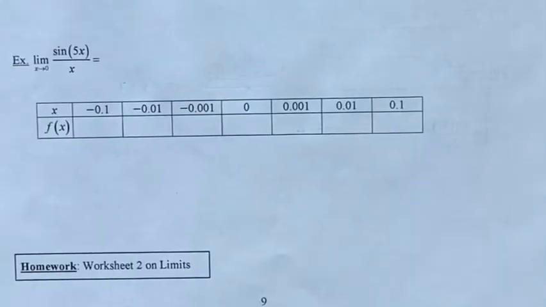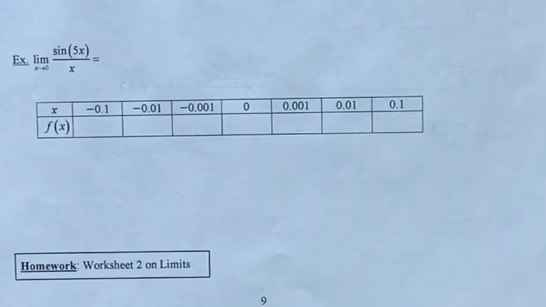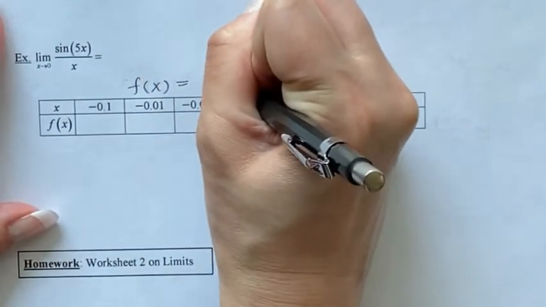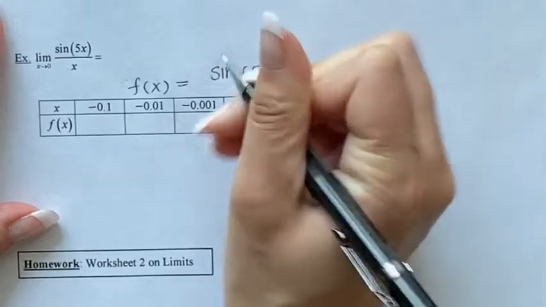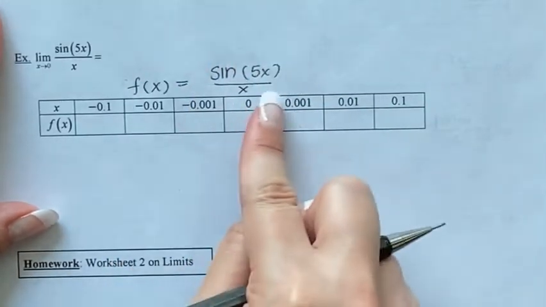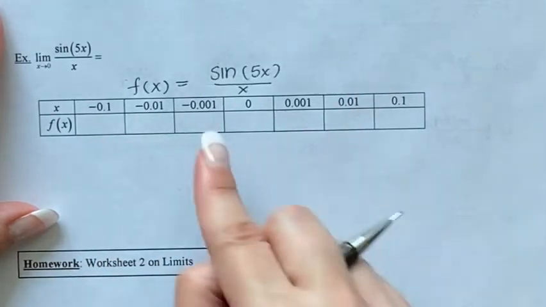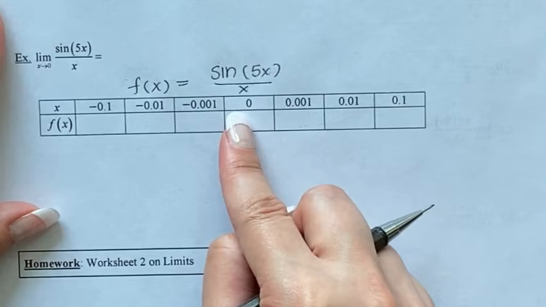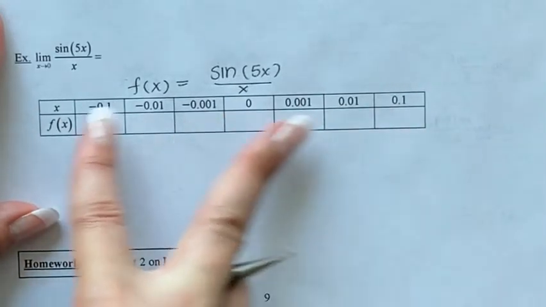For the last example, you have to find the limit when x approaches 0 of sine of 5x divided by x. What we're going to do here is pretty similar to the previous example. I have that f of x is equal to sine of 5x divided by x. I'm going to evaluate this function with these values. Why? Because I want the limit when x approaches 0, therefore these values are pretty close to 0.